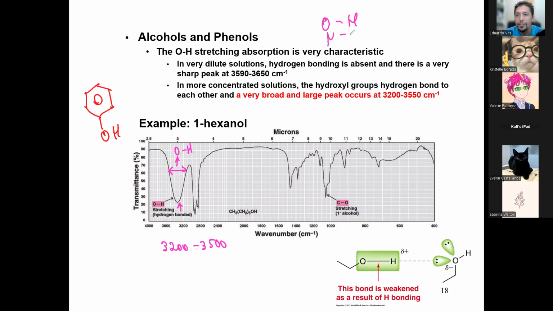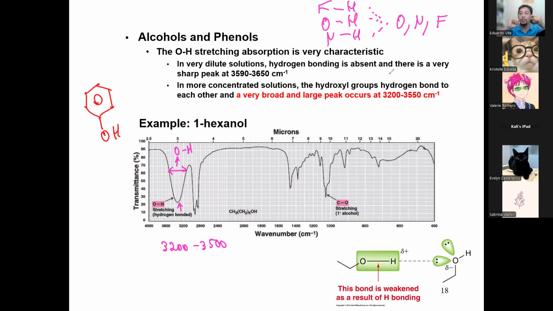OH, NH and FH, they can all hydrogen bond to an oxygen, to a nitrogen, and to a fluorine. When you're hydrogen bonding, you are further restricting the motion of the bond. You're making the spring even stiffer, so you need even more energy to vibrate it. That's why the OH group has a higher wave number.